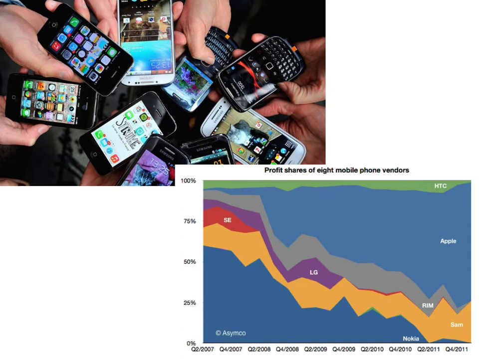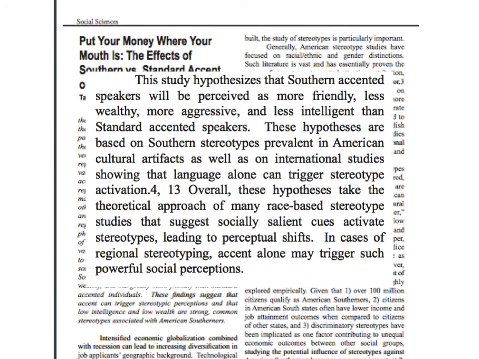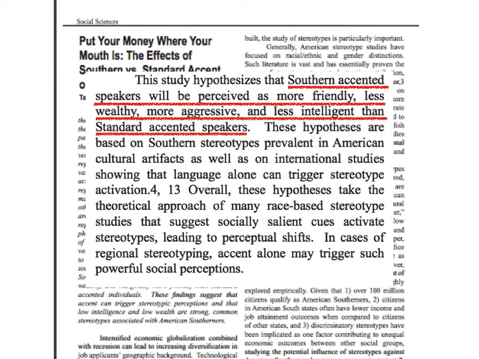Here's an example of how to establish the conceptual lens you are using. This study of regional accents and racial stereotypes begins with a hypothesis that Southern accented speakers will be perceived as more friendly, less wealthy, more aggressive, and less intelligent than standard accented speakers. They connect this hypothesis to the broader theory that socially salient cues activate stereotypes, leading to perceptual shifts. This study has established how it will interpret the data of their study, focusing on how people perceive the wealth and status of those with Southern accents. That is the lens through which their data will be interpreted.